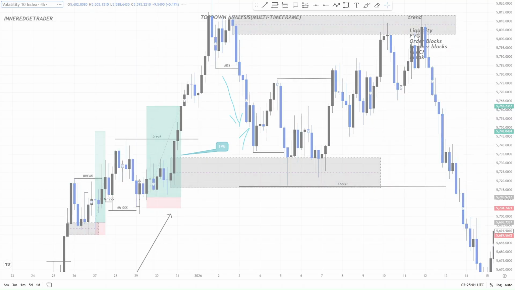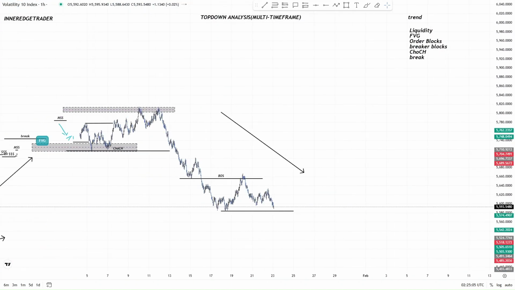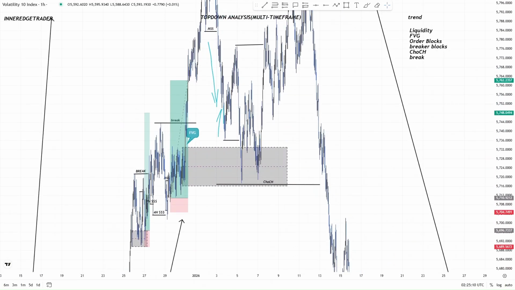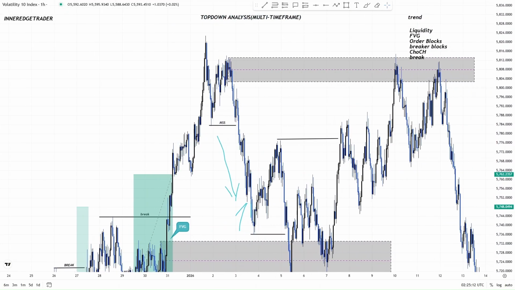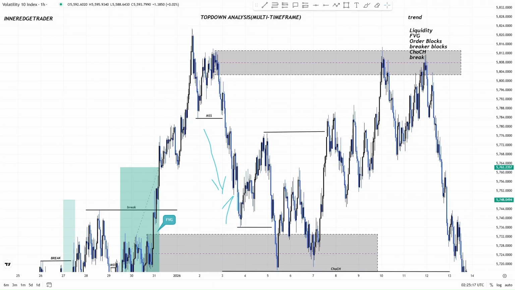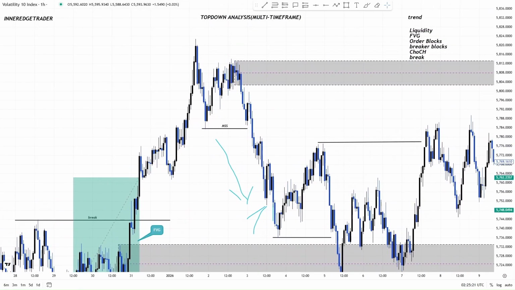you go back to the same. So on the lower time frame, 15 minutes, what do we see after the market structure shift? The market made two lows, and this low.